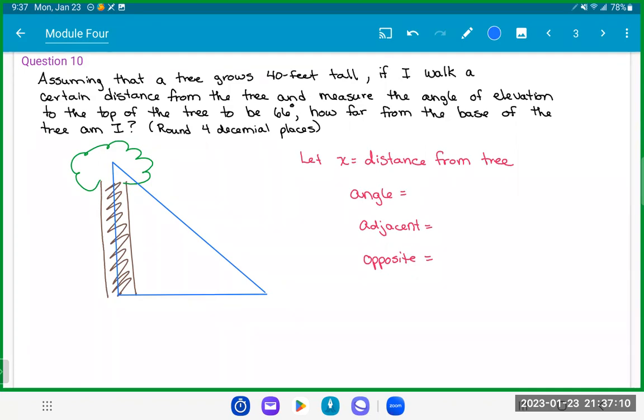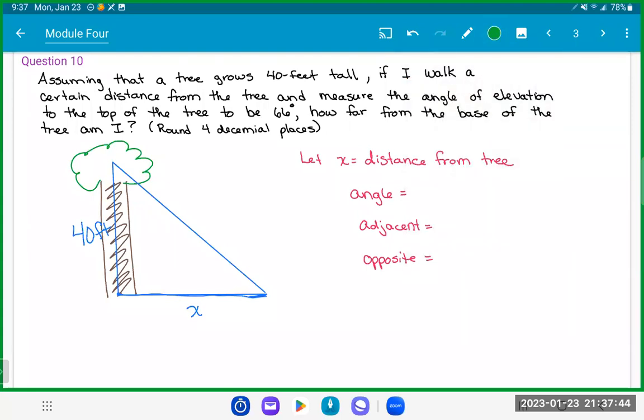Okay. So this one says we're going to assume that a tree grows 40 feet tall. Okay, so if it's growing 40 feet tall, that means it's right here. This is 40 feet tall. And we also want to say if I walk out a certain distance from the base of the tree, and I want to then measure, right? So I'm going to start here and walk out some distance out to here. I don't know what that distance is, so let's just give it a variable of x because we don't know what that is, right?